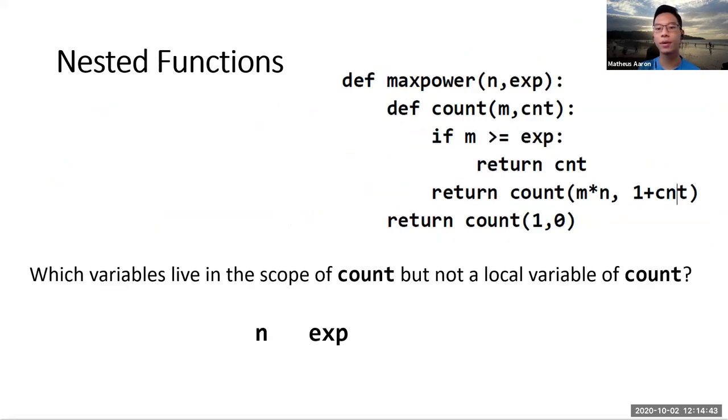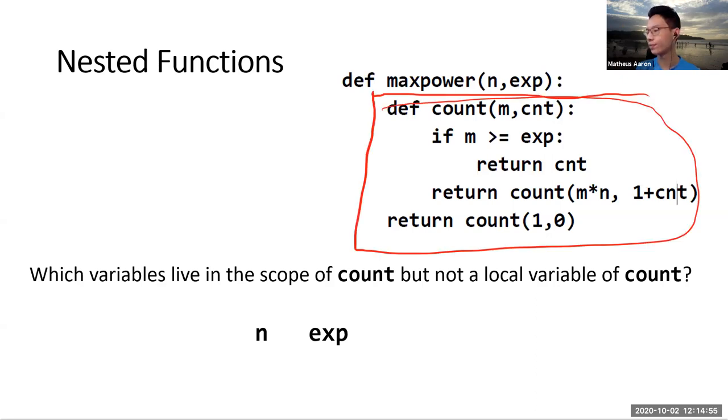So wait, the parameter at the start is always considered global variables? They're not global in that sense. They're global inside here, like inside whatever is under max power. They're not global everywhere, but they're just global inside the function max power. Don't get yourself confused, okay?